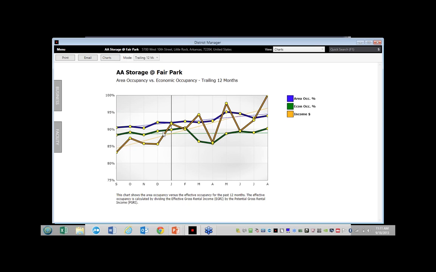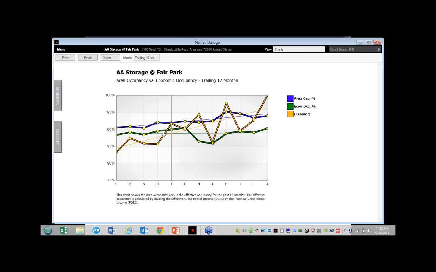Now I need to explain this particular chart because it's a little complicated. There's three lines on it. A blue line that's up at the top, which is our physical area occupancy, and at this time it shows that we're approximately 95% occupied, about 94%. The green line below it is the economic occupancy, and the orange line is the income.